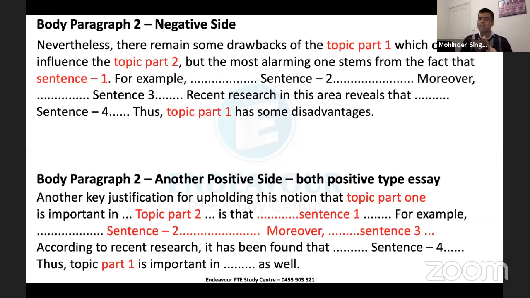Similar case with describe image. Similar case with the written lecture. There's not much of a template, it's more of notes. Similar case with summarize spoken text. So we have 4 or 5 question types in which there is involvement of templates. Now, something we need to understand: why template?